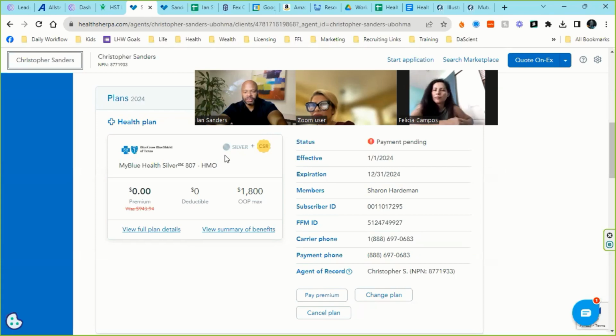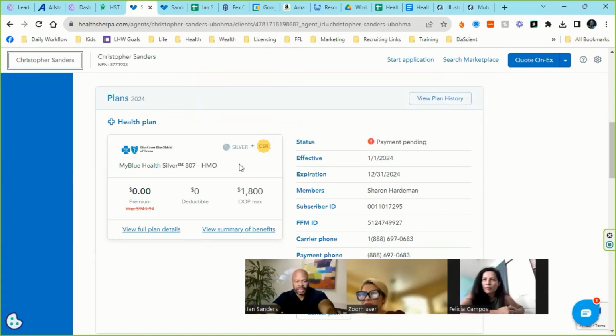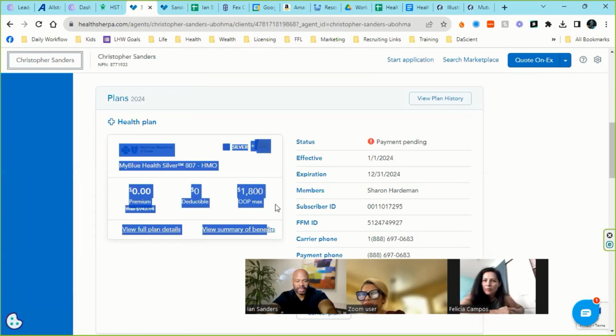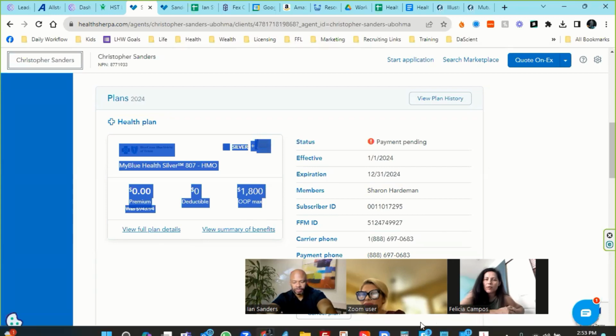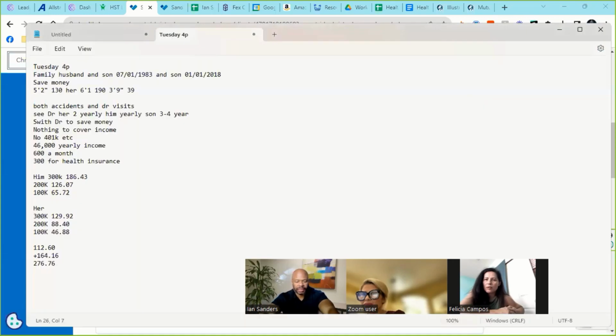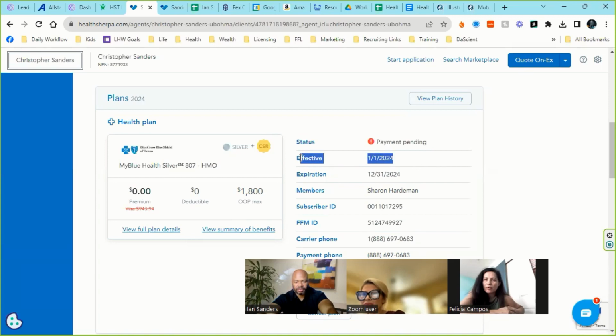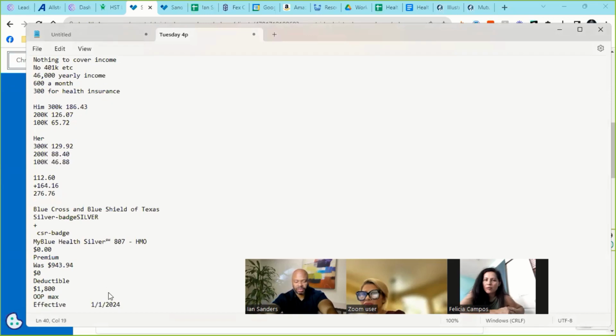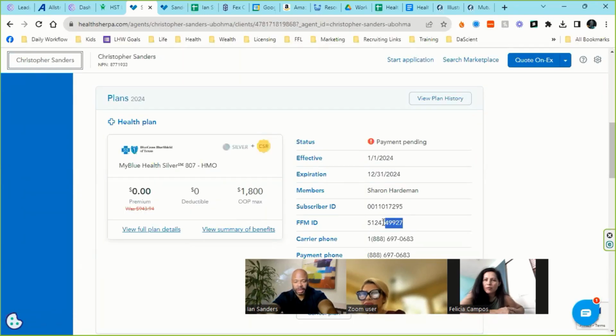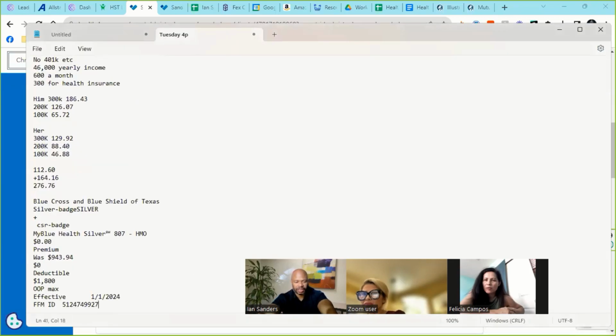Now, this is what I do. This is my process. This is just for another client that I had. I don't think there's any other identifiable information on here, so it should be fine. So what I do is when I get to this page, I just copy this and then I paste it into here. And then I go back and I take the effective date. And everybody can do this differently. It's 100% up to you, but this is just my preference because I like to make sure that I have all of this information there.